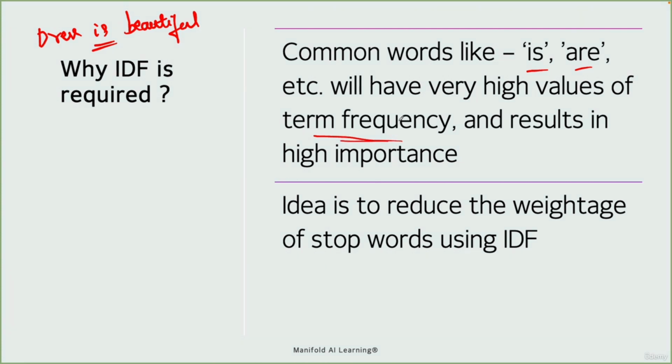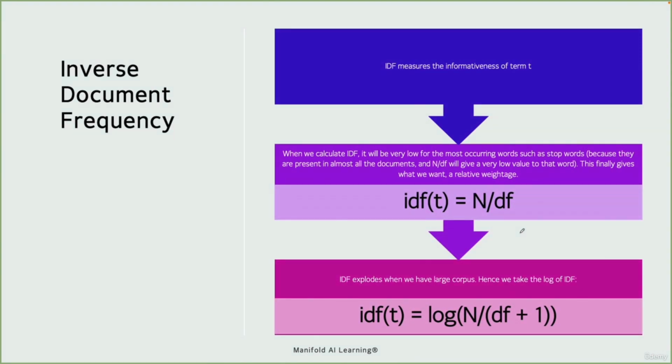So if I simply consider the term frequency in such scenarios, then these words, that is, are, and, which do not really add any important value, will start getting high importance. So the idea is we have to reduce the weightage. In order to reduce that weightage, we start using the inverse document frequency. So let's understand what this inverse document frequency is. Inverse document frequency measures the informativeness.